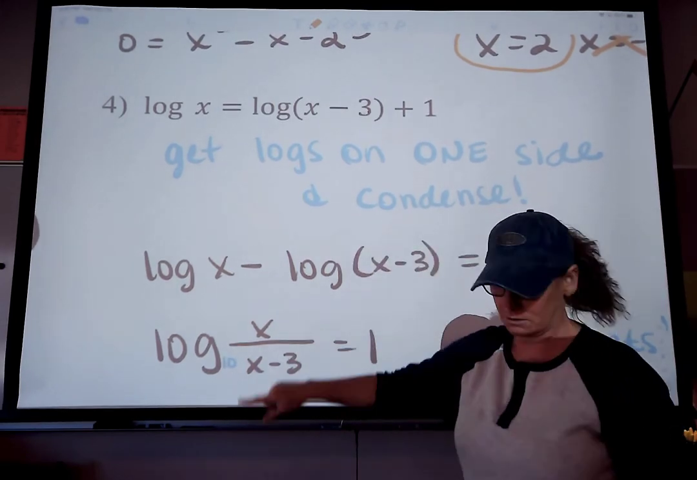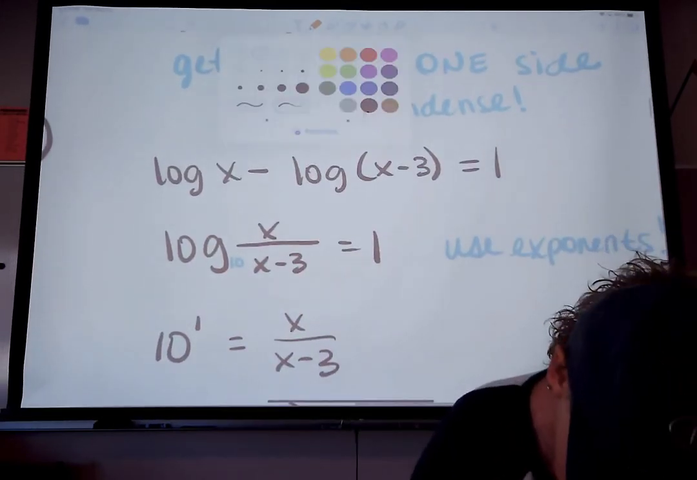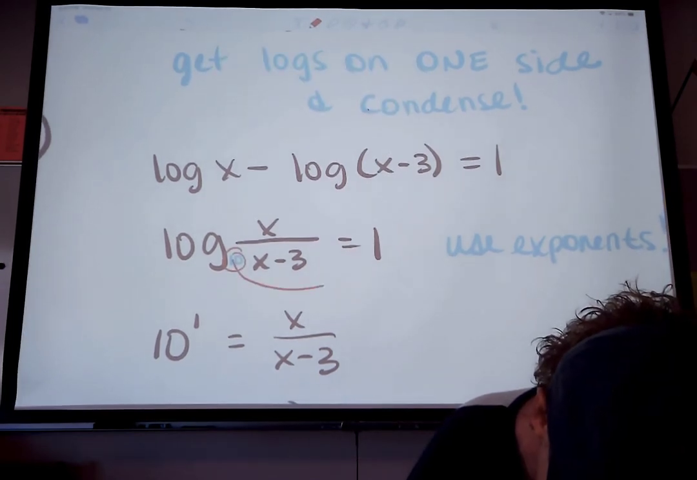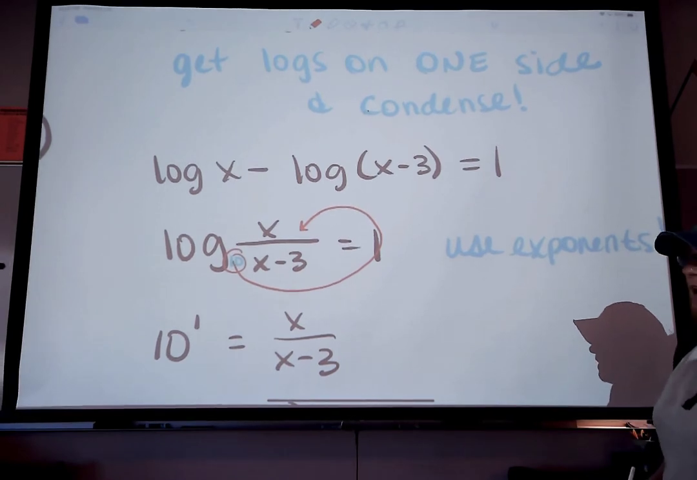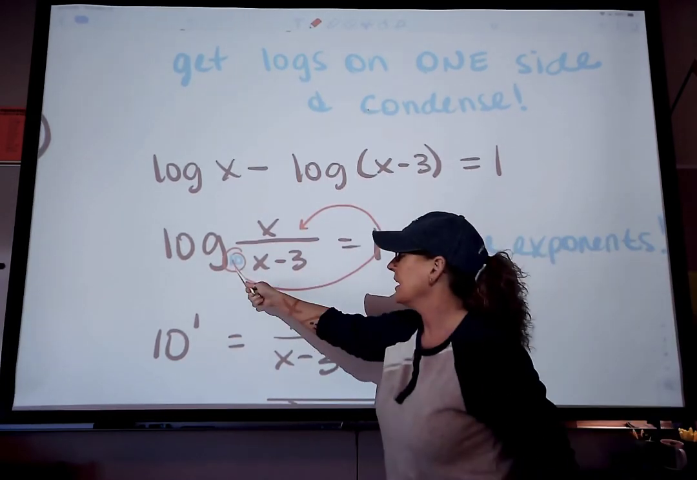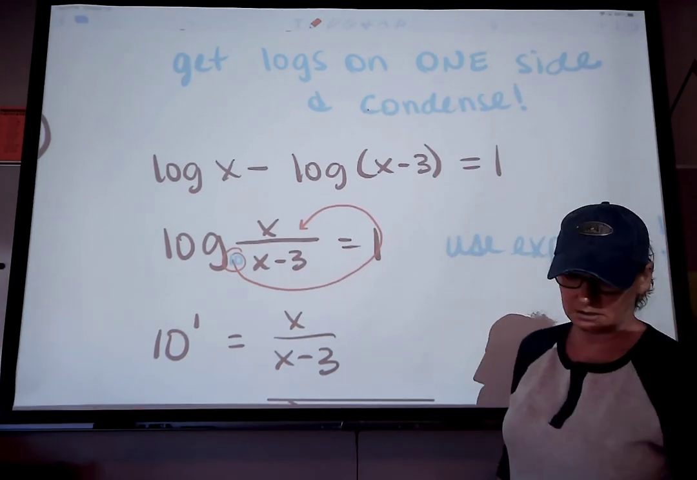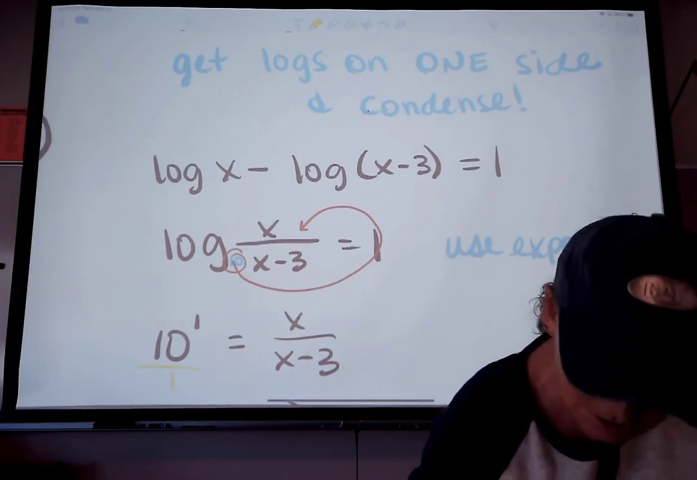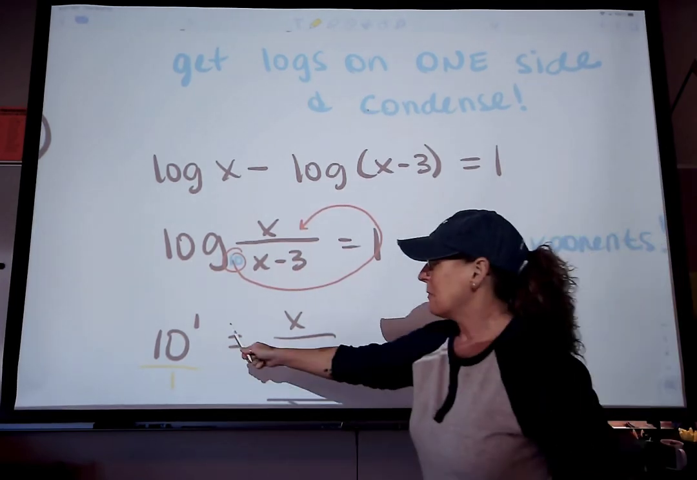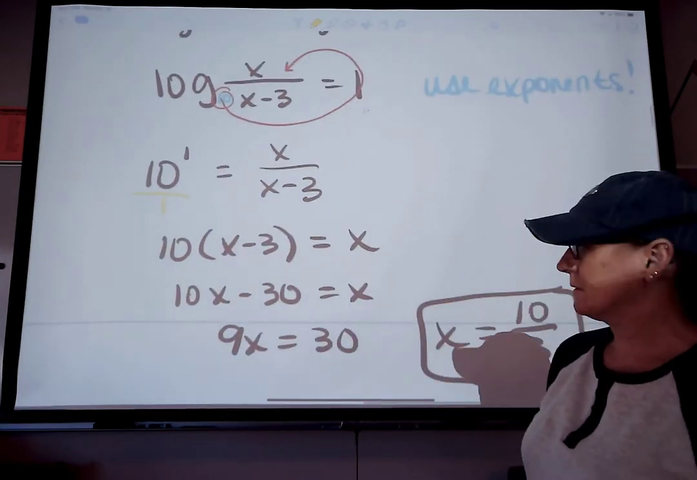Grab it, swirl around. Rewrite your logarithm as exponents. So 10 to the first equals this mess. I pretended my 10 was in a fraction, and I cross-multiplied, and I solved it.